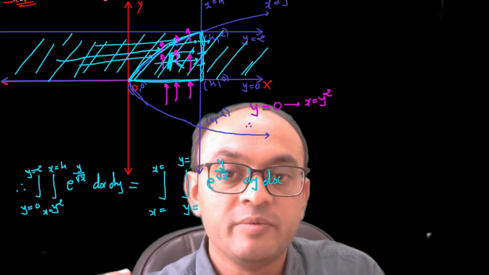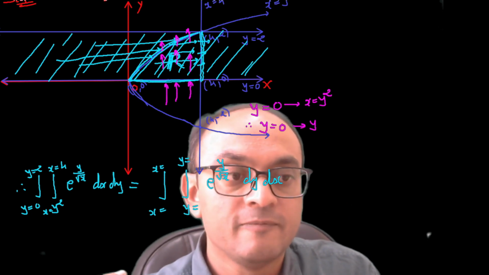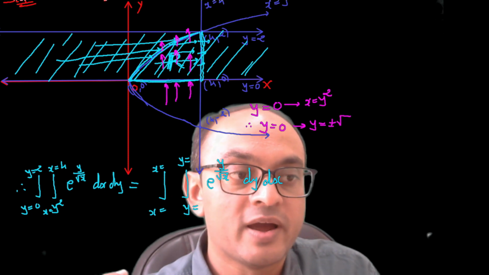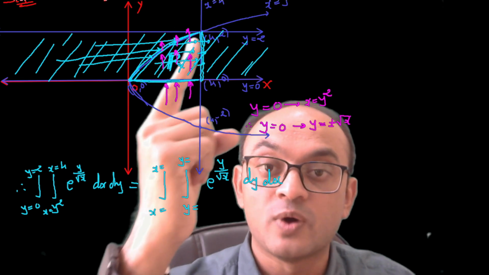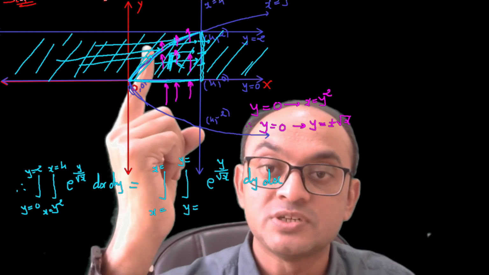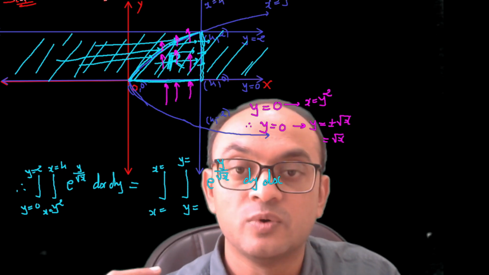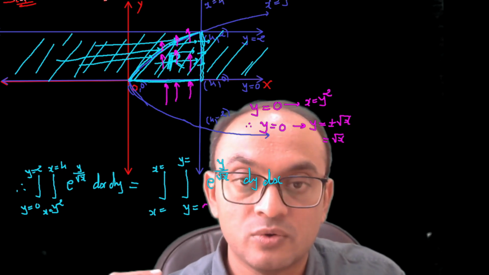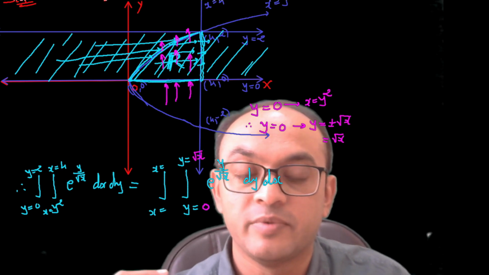I have to write the limits for y. So y is equal to 0 to, what is y? y is actually plus or minus under root x, right? But we are in the first quadrant. In the first quadrant, x is positive, y is positive. So I choose the positive value, y is equal to root x. So y equal to 0 is the lower limit, y equal to root x is the upper limit.